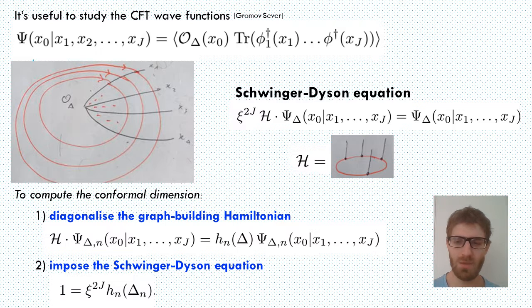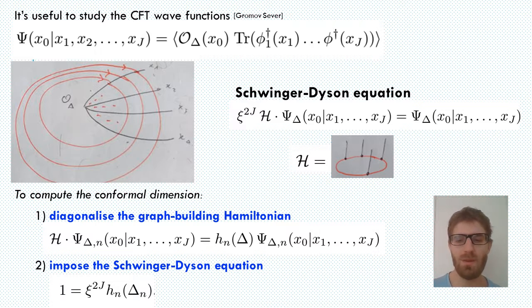Because the diagrams form an infinite ladder, adding one more wheel should leave the wave function unchanged. This gives an exact Schwinger-Dyson equation for the wave function, which can be seen as a Schrödinger equation where the Hamiltonian represents the graph-building operator adding one wheel and the eigenvalue is 1. For convenience, here we separate the coupling out of the definition of the graph-building operator H.